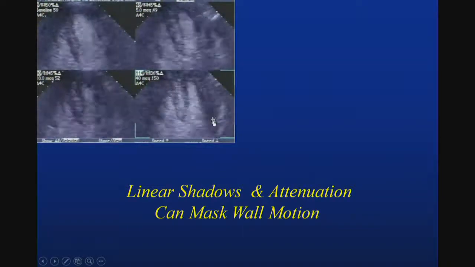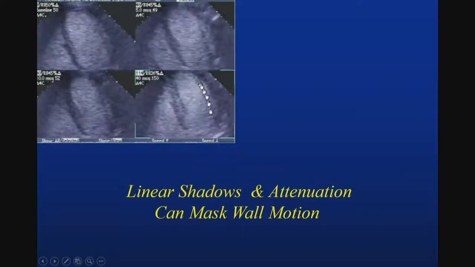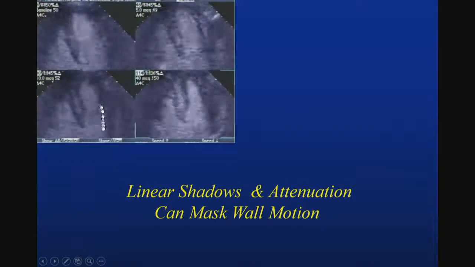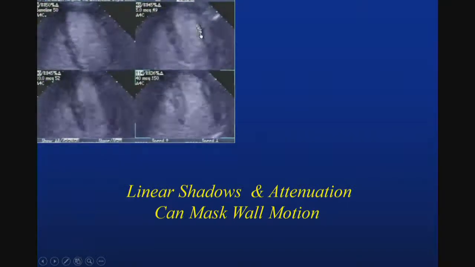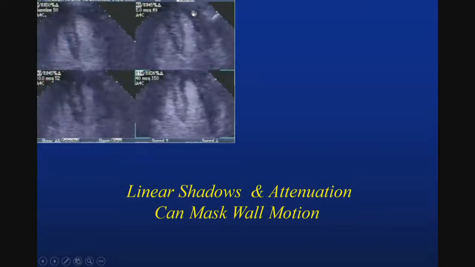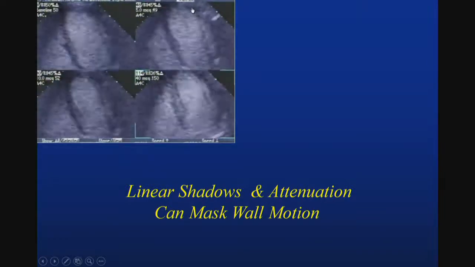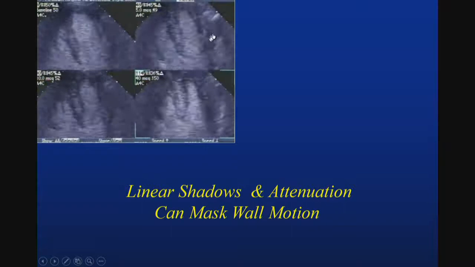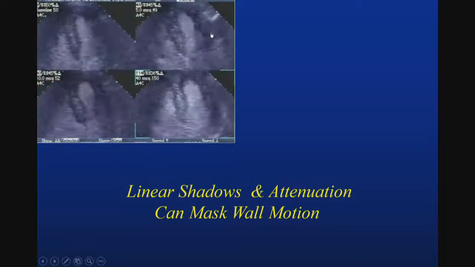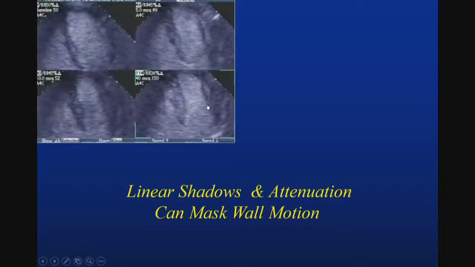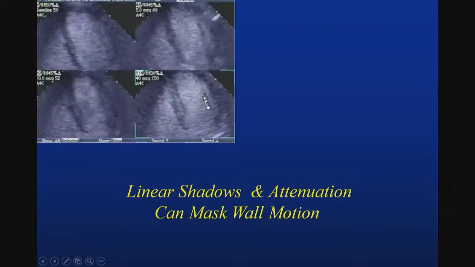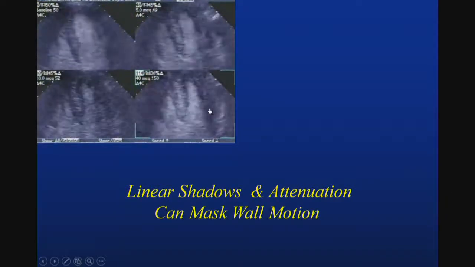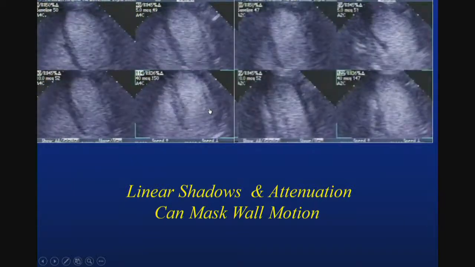Whenever you see a linear structure like this, particularly with contrast, you know that there is an issue with it. There's an artifact. There's either attenuation. See this? There's an attenuation from an area here that is hyper-enhancing. And actually, the endocardium is right here behind it. Same thing here. The endocardium is behind it. Your eye can be fooled if you only look at this shadow. So you're going to be very careful about this.